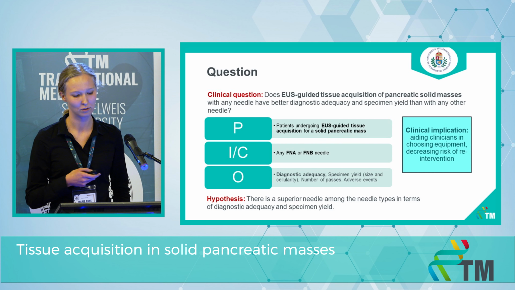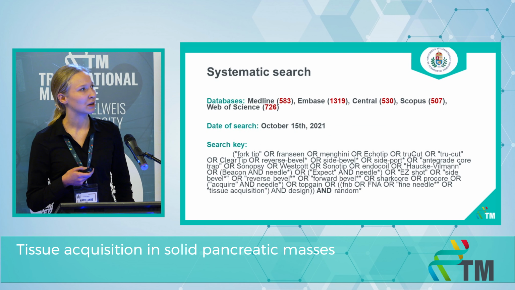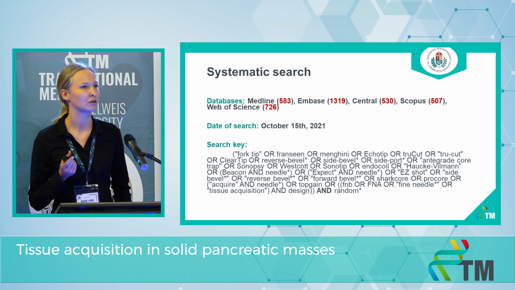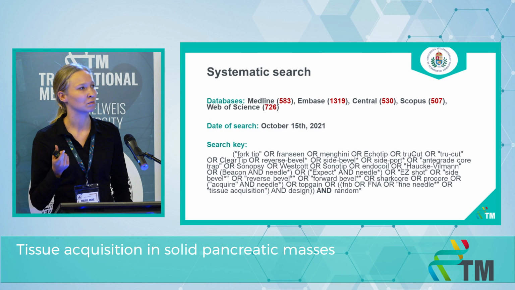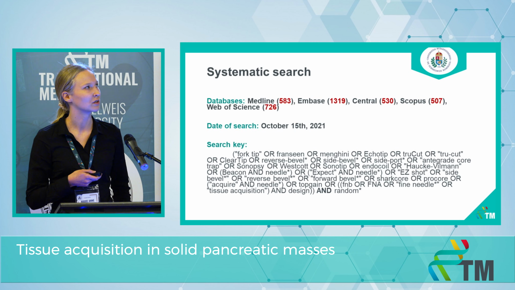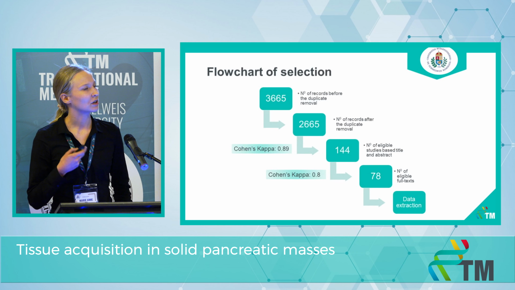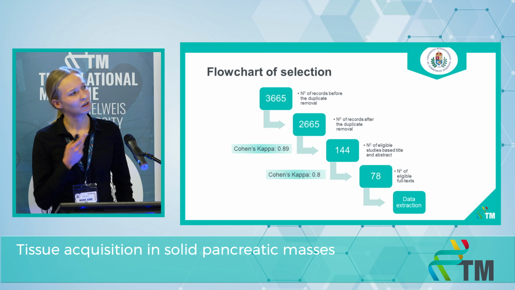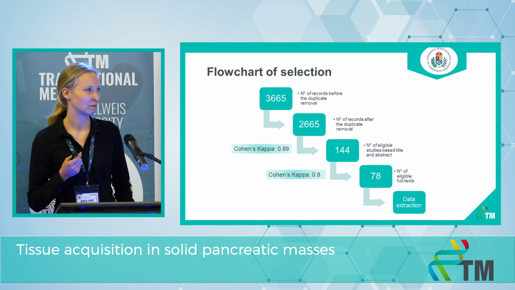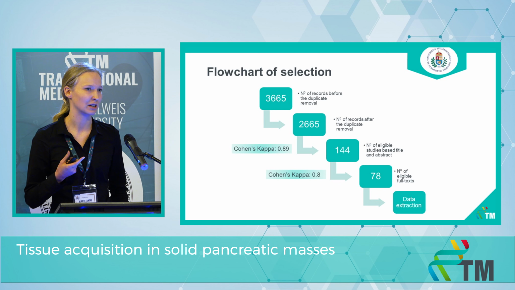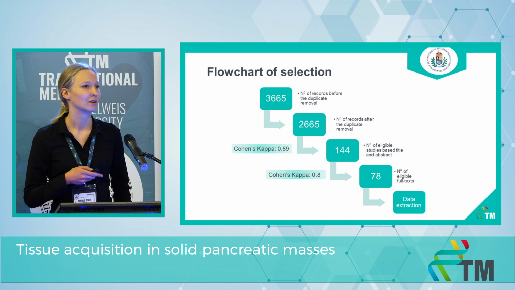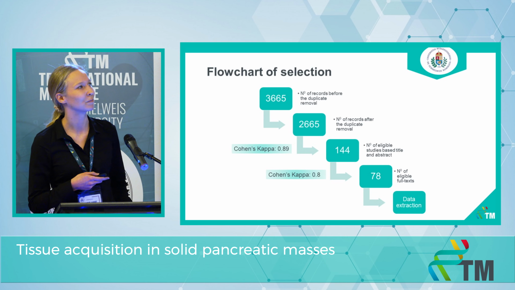We performed our systematic search on October 15th, 2021 in 5 databases. Our search key consisted of all the brands and names of needles, and random, because we're looking only at randomized controlled trials. We started off with around 3,500 articles, got them down now to 78 full texts, of which we're currently extracting the data. Unfortunately, because it's a lot of full text, all of them randomized controlled trials, the data extraction is taking quite a time.